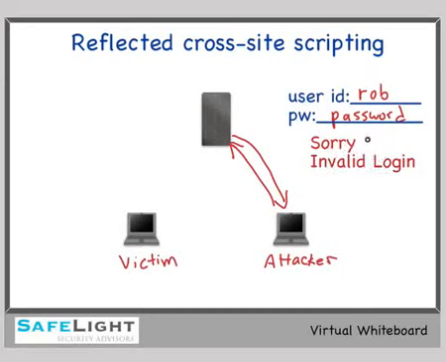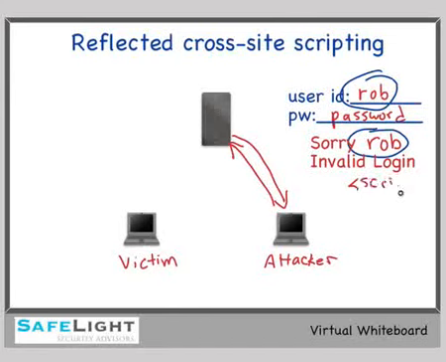And we get an error message that says, sorry, invalid login. Now here's where the problem occurs. Sometimes we do things like this. We say, sorry, Rob, invalid login. This is the mistake. We have the user ID Rob that we sent up, and it's reflected back out as output shortly afterwards. Again, the attacker could just as easily have sent up JavaScript instead of a user ID.